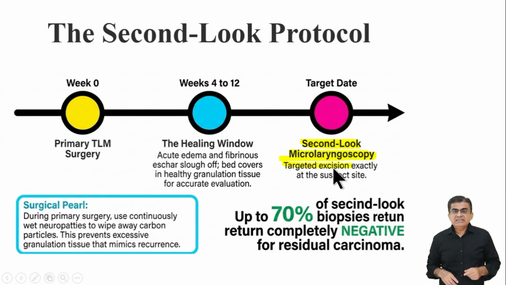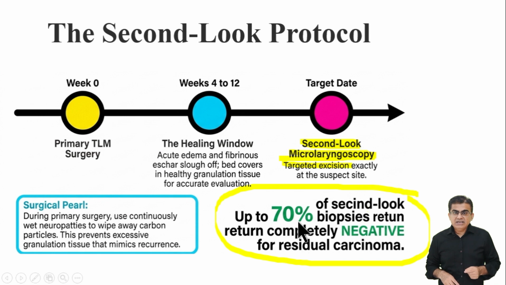Now look at the large statistic on the bottom right of your screen. In up to 70% of these second look procedures, the new biopsy comes back completely negative for cancer. This proves that your primary surgery was perfectly curative and the first pathology report was simply a false positive.